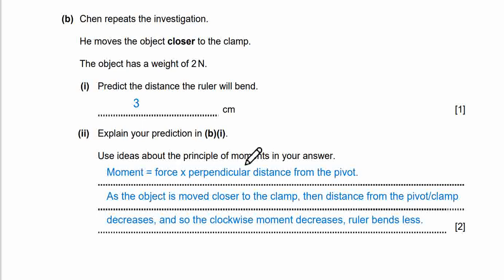Moment is force times perpendicular distance from the pivot or the clamp. As the object is moved closer to the clamp, the distance from the pivot or clamp decreases, and so the clockwise moment decreases and the ruler bends less. That will be our answer.